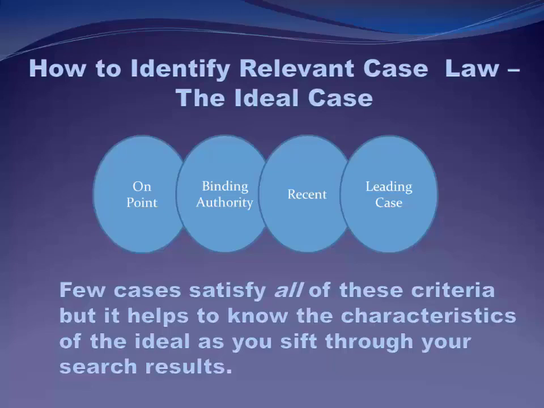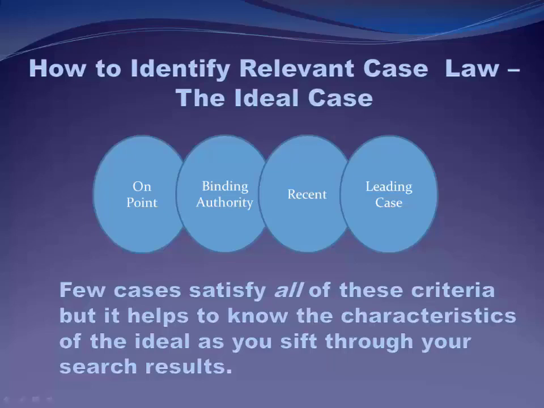And in New York litigation, it's usually going to be Court of Appeals. So rarely are you going to find a case that satisfies all of these criteria. It would be great if you do, but it's good to know what the ideal is so that you can kind of sift through your results and figure out what cases are the closest to this ideal.